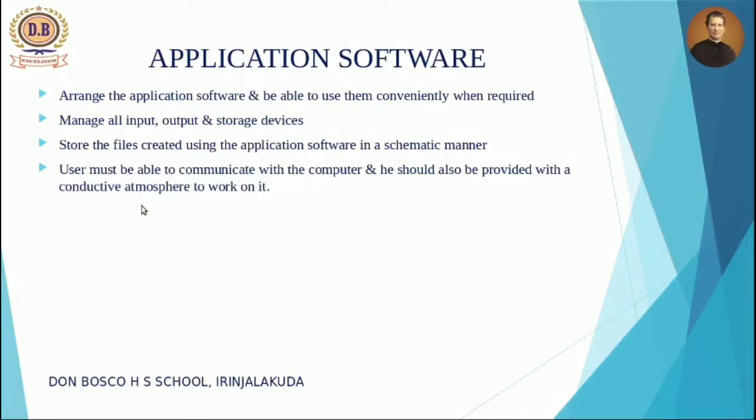Then last point, user must be able to communicate with the computer and he should also be provided with a conducive atmosphere to work on it. Okay, so these are the facilities that a computer should have to run application softwares. So it should be able to arrange the application software and use them conveniently when required. Then it should be able to manage all the input, output and storage devices. It should be able to store the files created using application software in a schematic manner. Then the user must be able to communicate with the computer and the user should be provided with a conducive atmosphere to work on it.